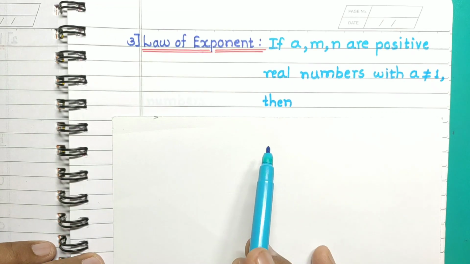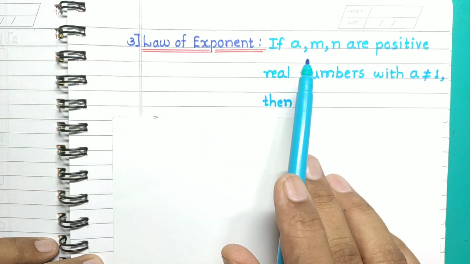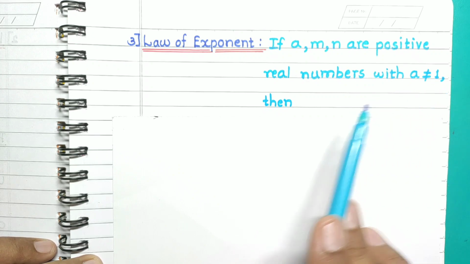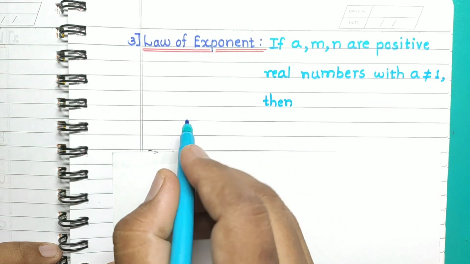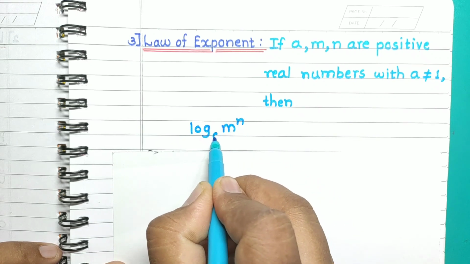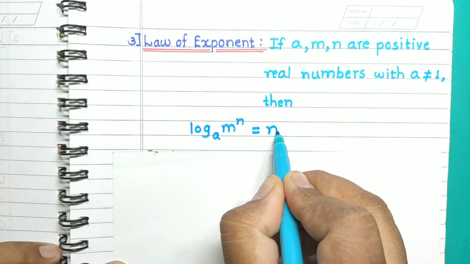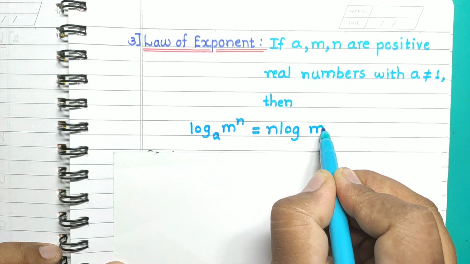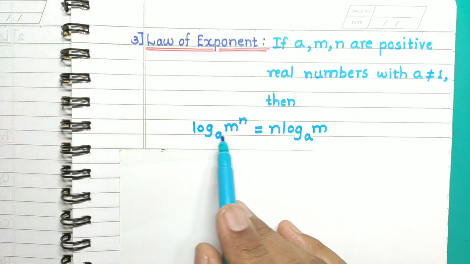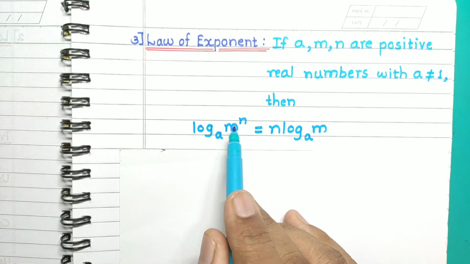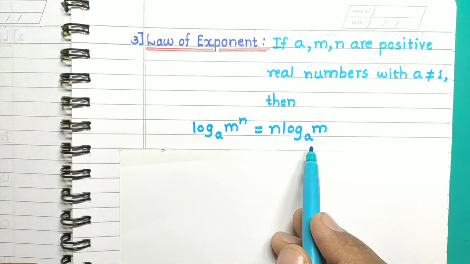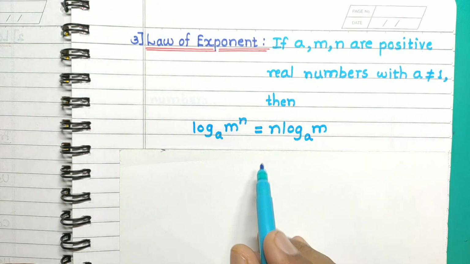Students, then the next law is the law of exponent. If a, m, n are positive real numbers with a not equal to 1, then we have log of m raised to n to the base a as n into log of m to the base a. That means if a logarithm contains the power of any term, then that power is multiplied to the logarithm. This is the law of exponent.